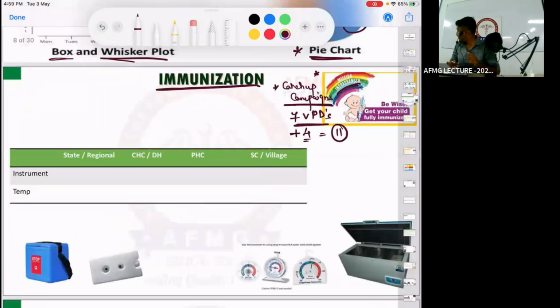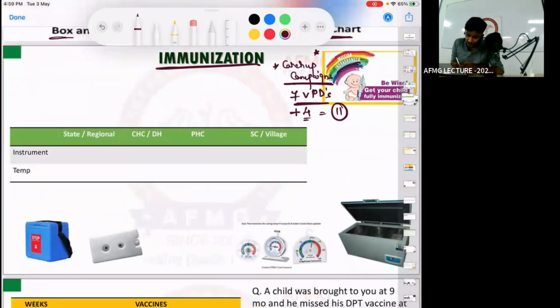Next, moving further, in immunization the most important thing is actually the cold chain. But before moving on with the cold chain, guys, let me know the important things about immunity. Immunization is what? Making your immune system stronger. So please tell me about immunity.